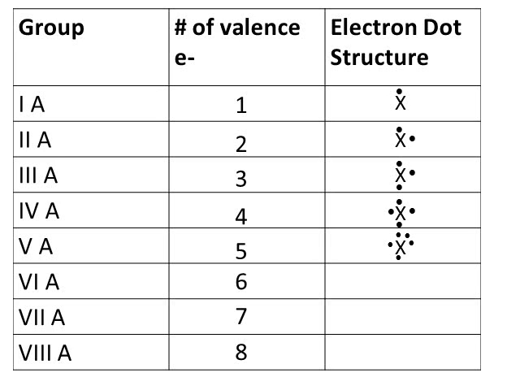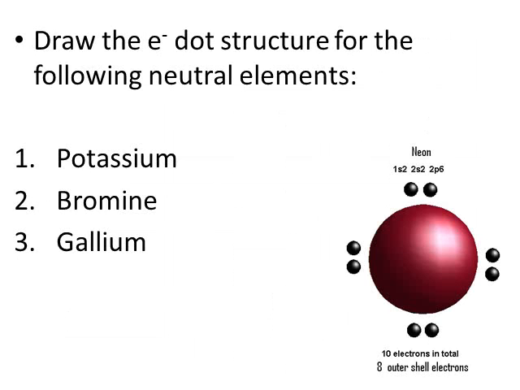Notice at this point we now begin to double up our valence electrons. We draw them at the top, to the right, down at the bottom, and then to the left, and only once we start at 5 do we begin to double up. Group 6A is going to have 6 valence electrons. Notice we still have 2 unpaired electrons, one on the bottom, one on the left. 7A has 7 valence electrons, and group 8A is going to have 8 valence electrons, or 8 dots.